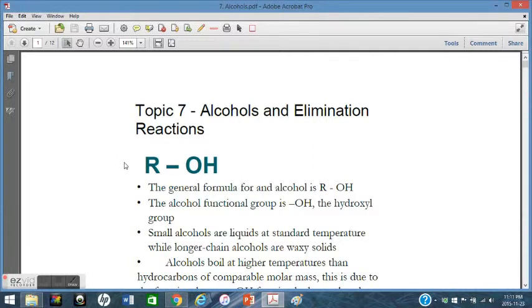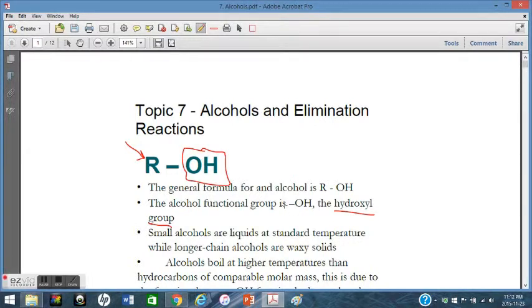Alright, starting in talking about alcohols and elimination reactions. Just like always, this R group is referring to some kind of a carbon chain. And then we're learning about a new functional group, and that's this OH group, which is known as the hydroxyl group, and it makes it an alcohol.